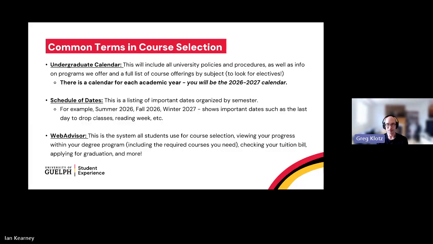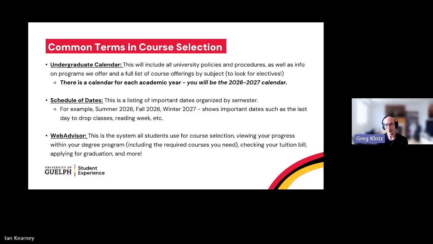Undergraduate calendar. The undergraduate calendar will include all university policies and procedures, as well as information on programs we offer and a full list of course offerings by subject to help you look for electives. If you're feeling bored sometime, feel free to skim through the academic calendar. It has many good policies and rules and regulations that are there to make sure that the university runs in an organized way, and it's mostly for your benefit. But you don't have to.